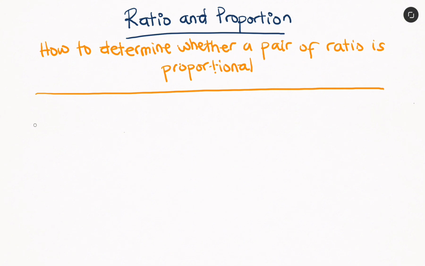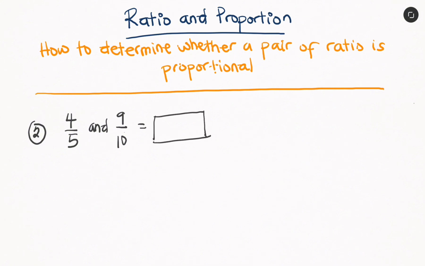Okay, so example number 2. I am to determine whether 4/5 and 9/10 is proportional. So I'll write my answer over here, whether it is yes or no. So like I always say, we have to break down the ratio that we have to see if they will all be the same after we break it down.